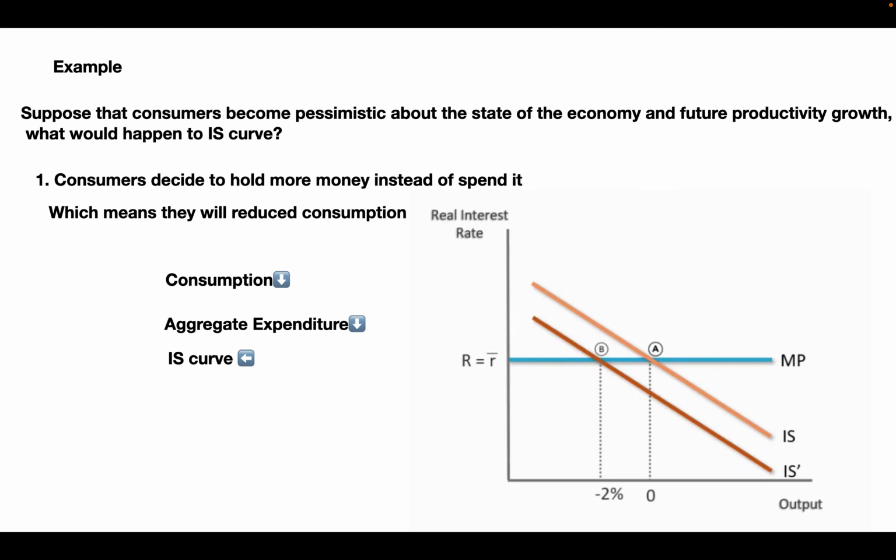Alright, first of all, since consumers believe that the future economy will be worse than today, they are not willing to spend money, which means they will decrease consumption, which is C. Remember what we just learned. A decrease in consumption leads to a decrease in aggregate expenditure, and the IS curve shifts to the left. As we can see on the graph, the real interest rate is not changing because monetary policy is not changing, but the output is decreasing.